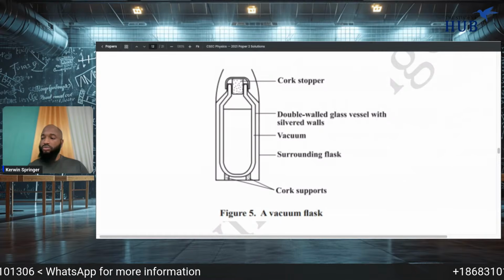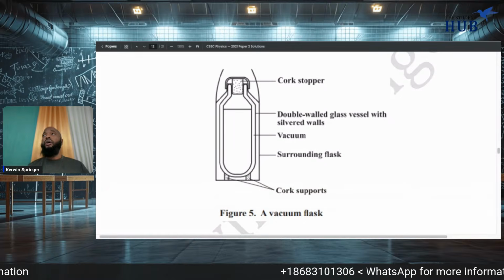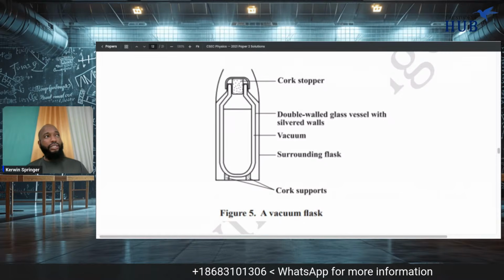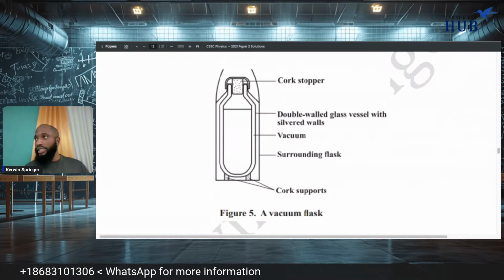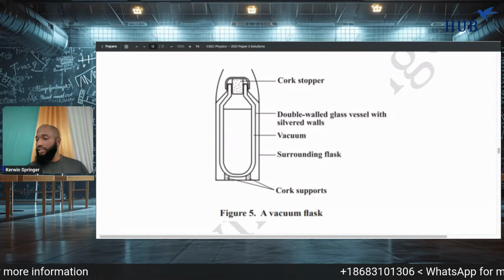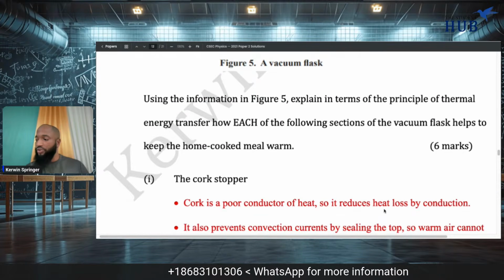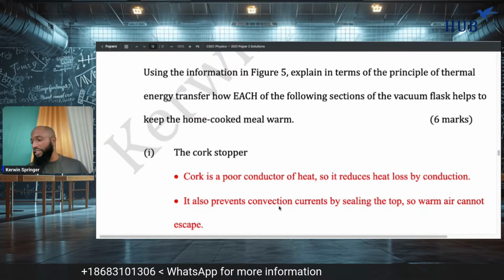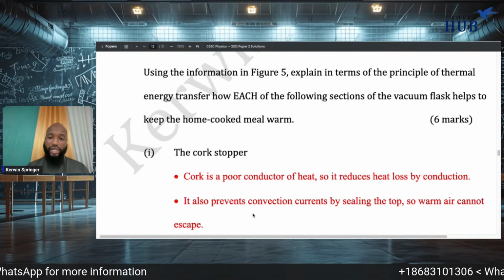What's another feature that's slowing down conduction here, reducing conduction? The cork. Why? How is the cork reducing conduction? The material, it's an insulator, so it doesn't conduct heat as easily. So the cork stopper, the cork is a poor conductor of heat. It reduces heat loss by conduction. It also prevents convection currents by sealing the top so warm air can't escape. That's an extra point there.